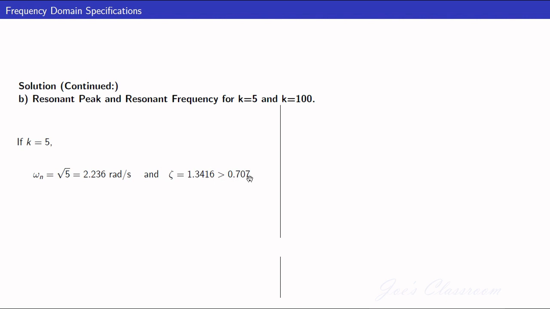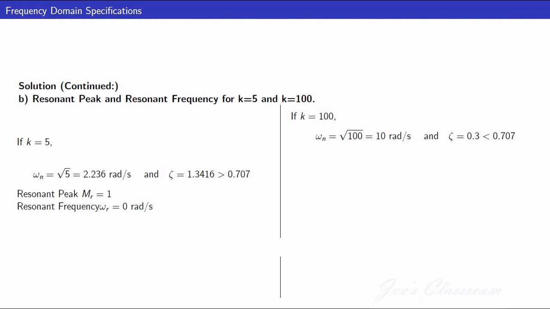In lecture number 3, you should have remembered that if the damping ratio is greater than 0.707, then the resonant peak is going to be 1. That means the maximum value will not exceed 1 at any frequency. Therefore, the resonant peak, that is the maximum value, is going to be 1. Resonant peak, MR is equal to 1, or 0 decibels. And the resonant frequency will be omega r is equal to 0 radians per second. So that is what we understood.